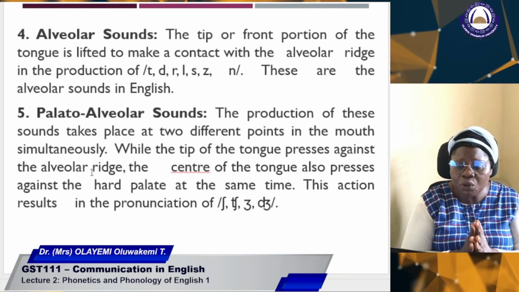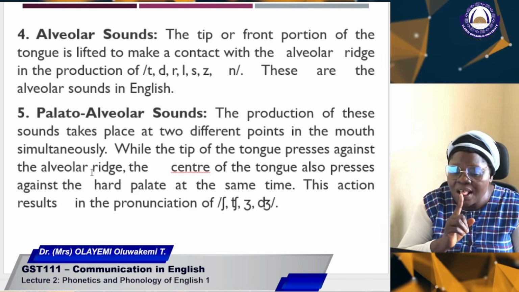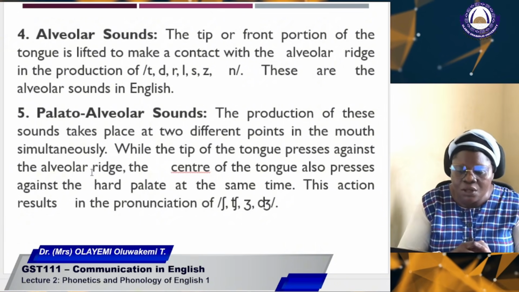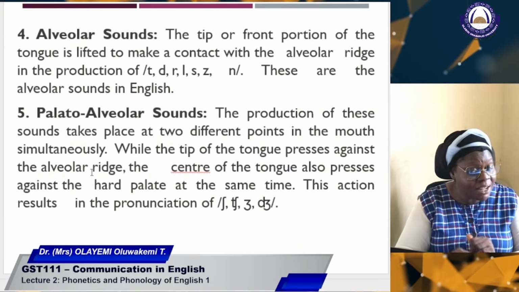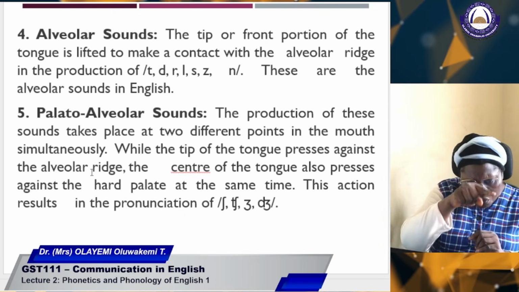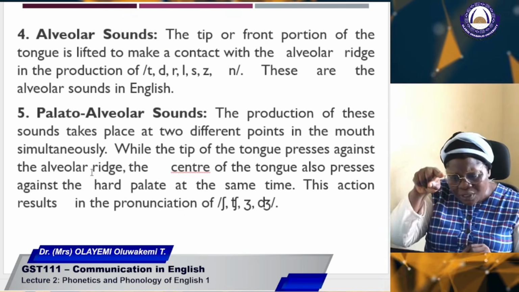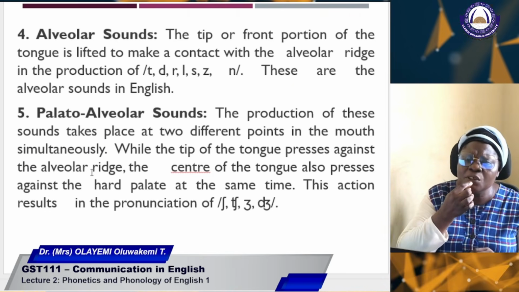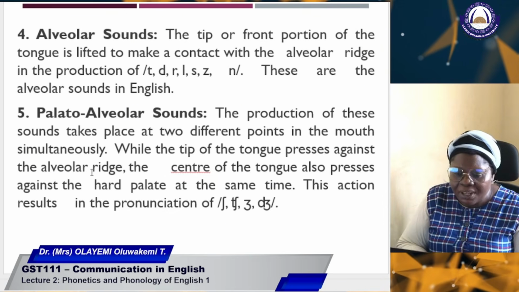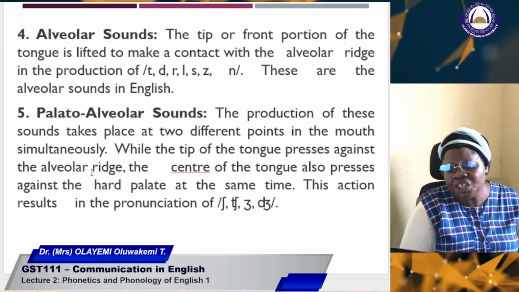In the production of the alveolar sounds, the tip of your tongue or the front portion of the tongue is lifted to make contact with the alveolar ridge. Remember the alveolar ridge? I told you that the alveolar ridge is that curved, very hard surface immediately after the upper set of teeth, after the gum, at the upper part of the roof of the mouth. Another name for the alveolar ridge is the teeth ridge.